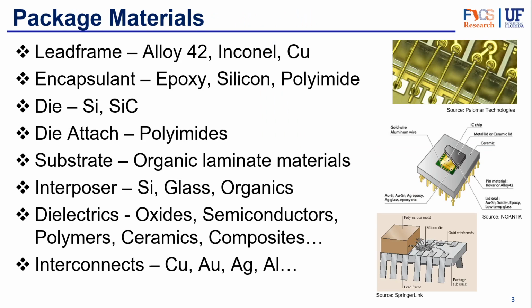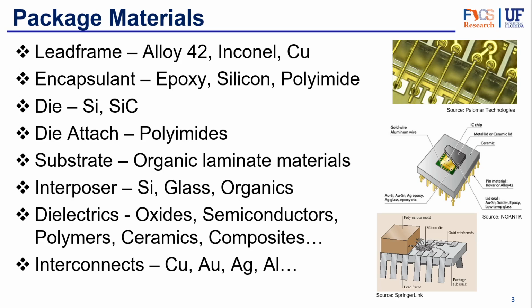Well, typically, each part of the package will have different materials. For example, in the lead frame, most commonly we use alloy 42 or Inconel, but sometimes copper can be used as well. For the encapsulant, we use epoxy, silicon, or polyamides. For the die, usually silicon, but silicon carbide can be used as well. In terms of the die attach, it's usually polyamides used. For the substrate, usually we use organic laminate materials.